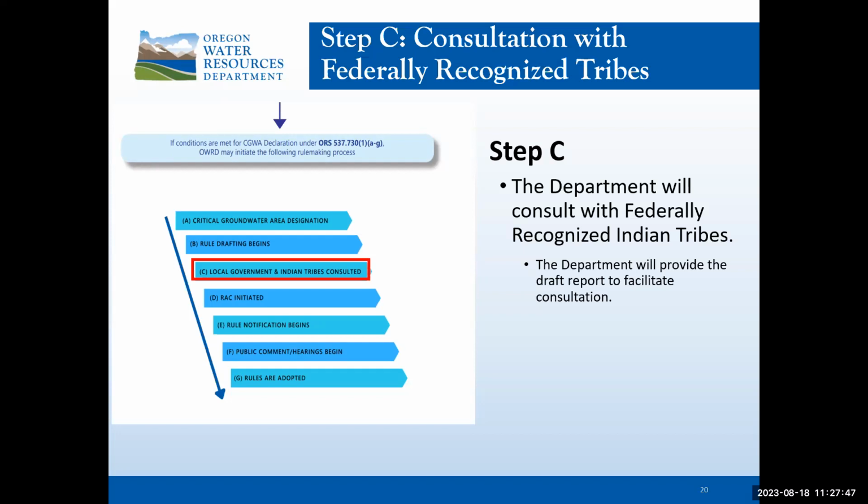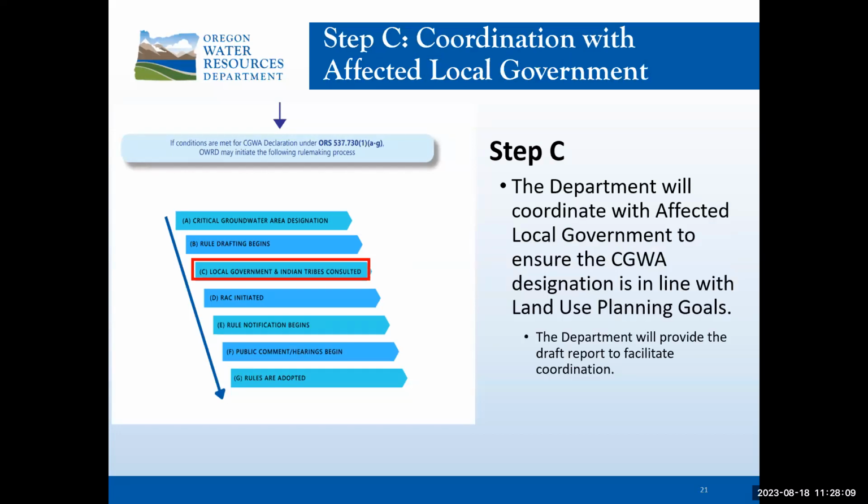So in step C, the department will consult with federally recognized Indian tribes about the proposed rules. And to facilitate this consultation, the department is going to provide the draft report that was created back in step B. At the same time, the department is also going to coordinate with affected local governments to ensure that the critical groundwater area designation is in line with land use planning goals. And again, to facilitate this coordination, the department is going to provide that same draft report from step B.